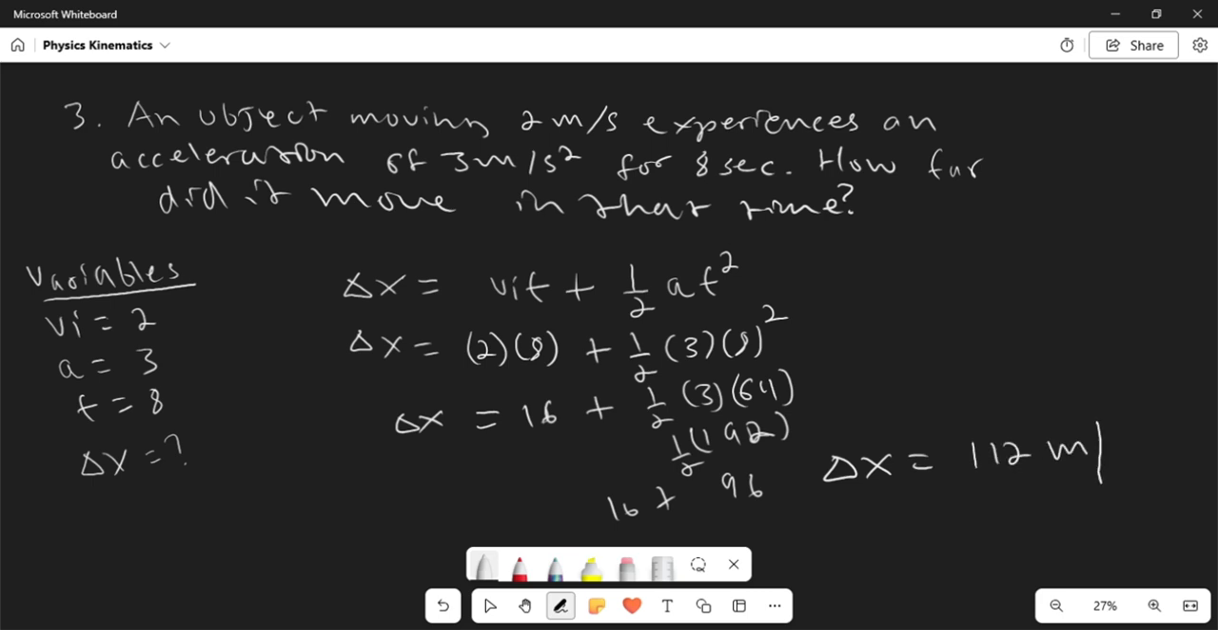So this object traveled 112 meters when it accelerated from 2 meters per second at 3 meters per second squared for 8 seconds. So the answer would be 112 meters for displacement.